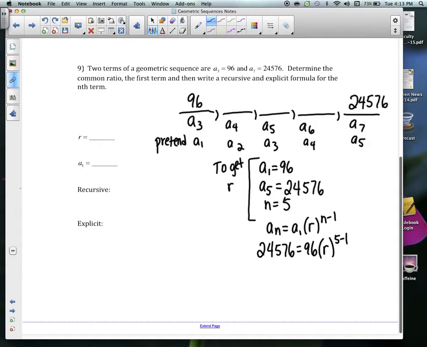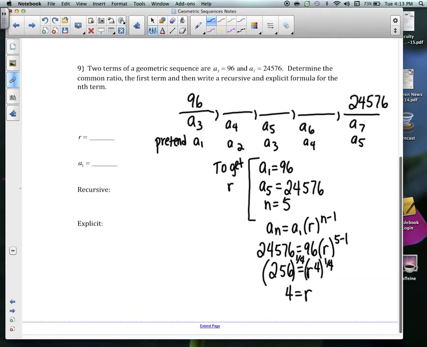So same as before, first divide both sides by 96 to get r by itself. It'll be r to the 4th equals 256. Then you can 4th root or raise to the 1/4. And we have our r value.